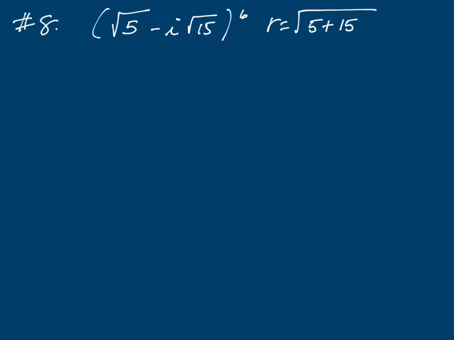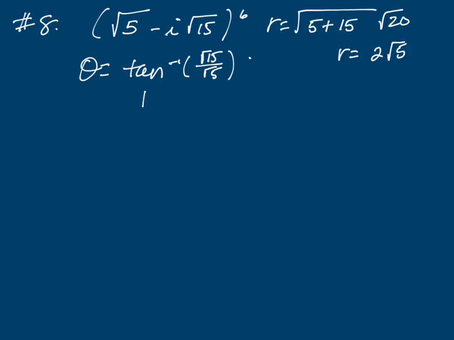Number 8 is again not in polar form, the square root of 5 minus i square root of 15, and they want that to the 6th power. So r would be the square root of 5 squared plus 15, which is the square root of 20, which is 2 square root of 5. So r is 2 square root of 5. Theta is the inverse tan of the square root of 15 over the square root of 5, which is the square root of 15 over 5, which is the square root of 3.